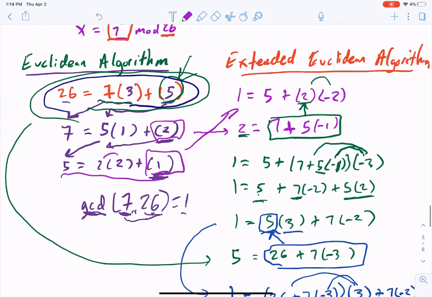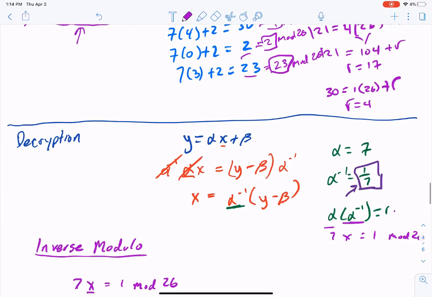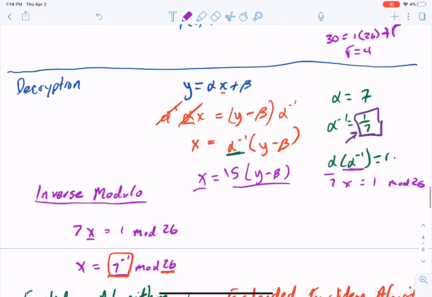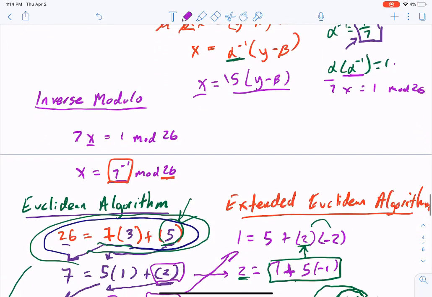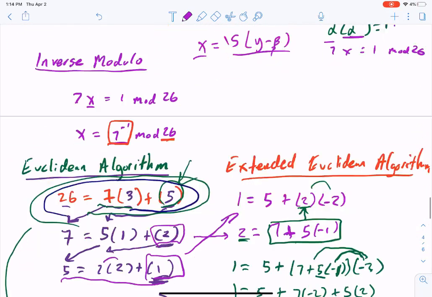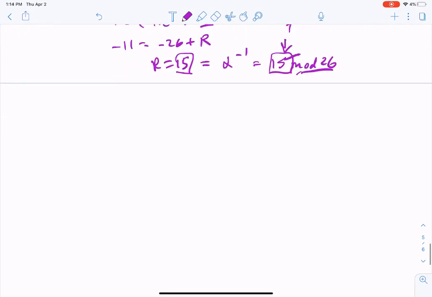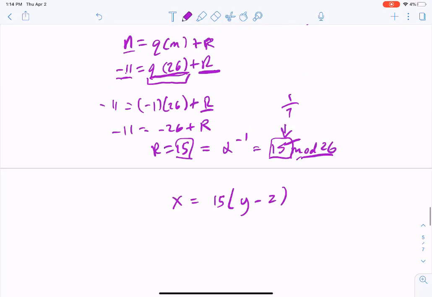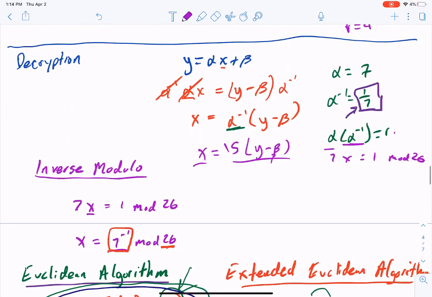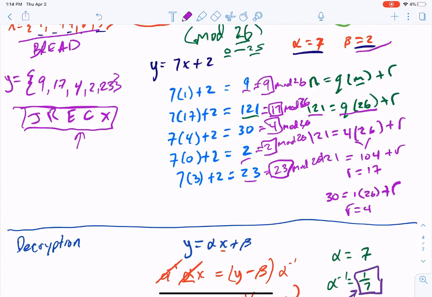So this is going to go back up to here, where this part right here is going to be a 15. Y minus beta. Now we can actually figure out what x is, which is my plain text going backwards. So 15 times y minus beta is my decryption process. What is beta again? Beta I already told you was 2. I told you that from the very beginning, that beta was 2. Somewhere right here, beta was 2.